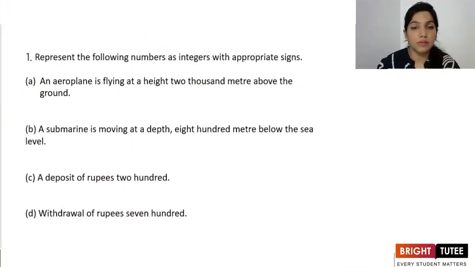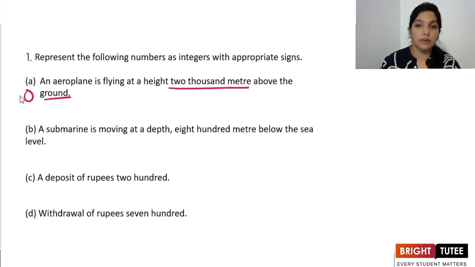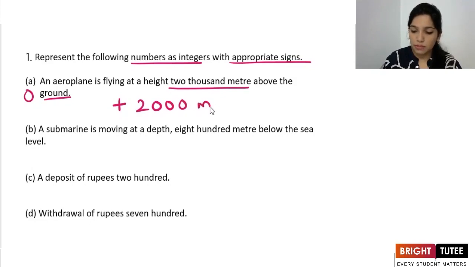Let's see the next question. Here we need to represent the following numbers as integers with appropriate sign. An aeroplane is flying at a height of 2000 meters above the ground. The ground level is 0 level, and we are above. Because we need to write numbers with appropriate sign, we will write plus 2000 meters. This shows that the aeroplane is above the ground level, and the height is 2000 meters.